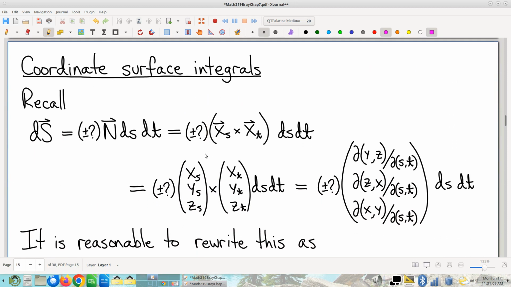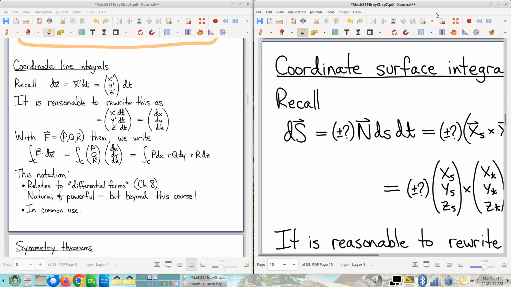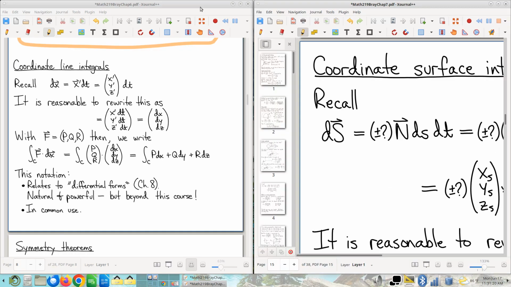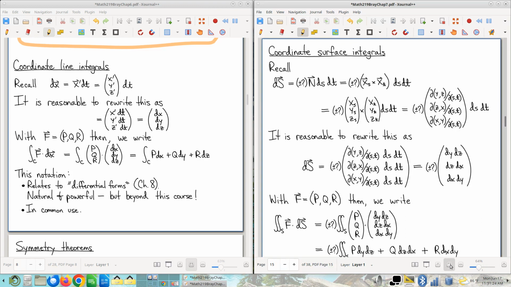Coordinate surface integrals. Wait a minute, that sounds familiar. Didn't we talk about coordinate line integrals when we were talking about vector line integrals? Whoa, I hit the wrong button there. Sorry. I meant to hit this button down here.